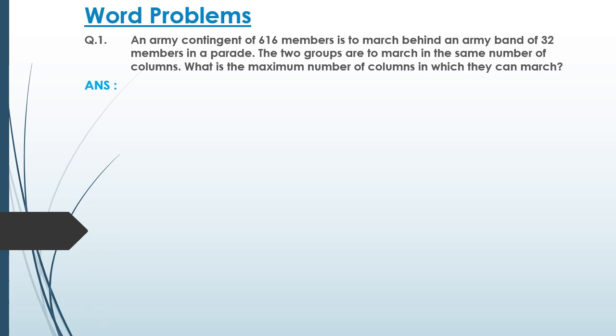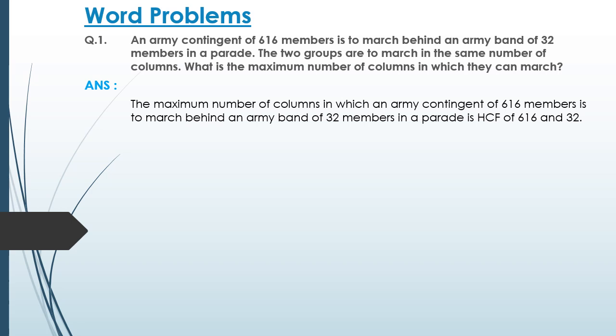See, first of all, I have written the same sentence. You are supposed to start the answer of a word problem like this only. The maximum number of columns in which an army contingent of 616 members is to march behind an army band of 32 members in a parade is HCF of 616 and 32. So you need to write what exactly concept you are going to use. You need to introduce the concept first. Don't calculate HCF or LCM directly.